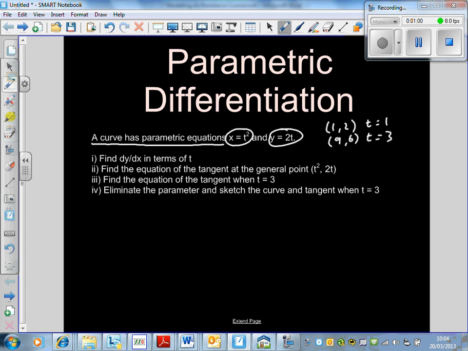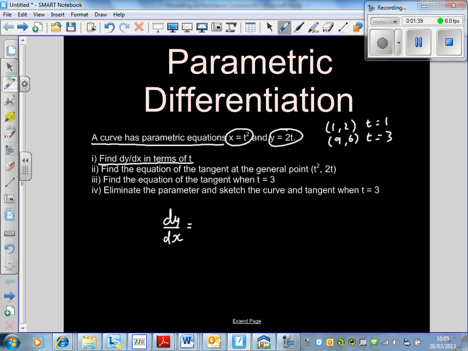Now, the first question is, and this is typical of the exam questions which I'll ask you, find dy dx in terms of t. Now, we've got expressions for x and we've got expressions for y. We want to find out what dy dx is equal to, but we want the answer to be in terms of t. We don't want it to be in terms of x, as we usually would have. We want it to be in terms of t.